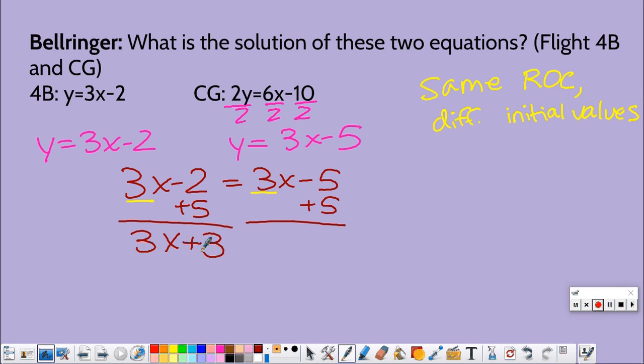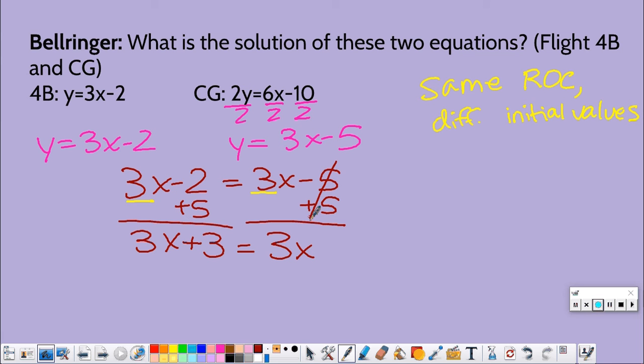Negative 2 plus 5 is plus 3, is equal to, what's on the right-hand side? Just a 3x. So we did our job, we wanted to get rid of the negative 5, and we did. Now what? We need to get the x's on one side, because right now they're on the left-hand side of the equal sign and the right-hand side of the equal sign. So how am I going to get them moved over?